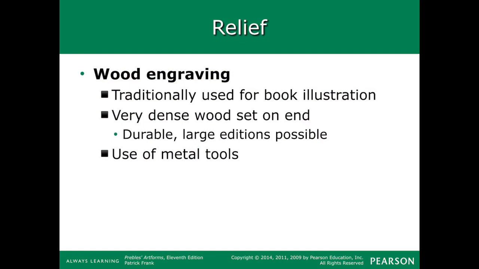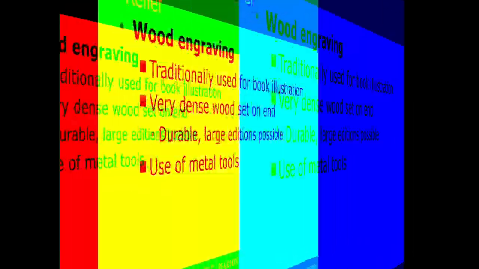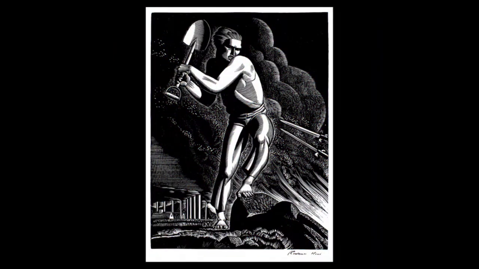We're going to talk about wood engraving now, traditionally used for book illustration. They usually use a very dense wood, something durable so that large editions are possible. The wood has to be pretty dense, because if it's not sturdy, they could print two or three things and after that it'll be pretty worn down. So they had to get a stronger quality wood so they can print more for a longer duration.